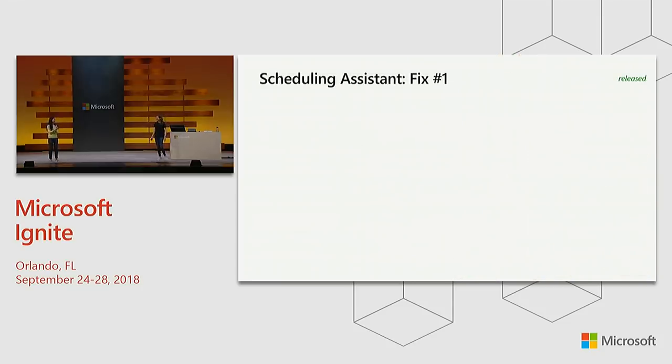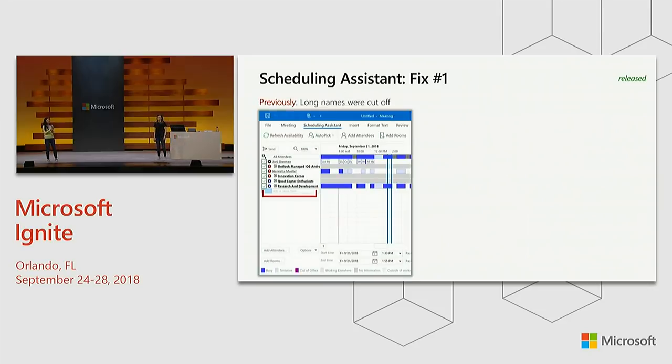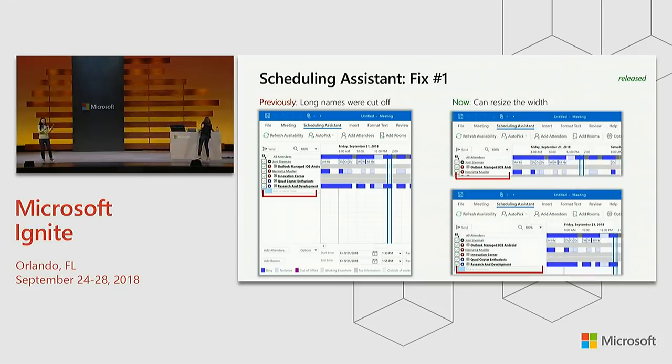Okay, so first, we have 2 fixes in Scheduling Assistant in Windows. Previously you couldn't resize that attendee column, and now you can. It was a little hard to show on the screenshot, but if you have longer attendee names or conferences, that helps. And just to call out, all of these Windows fixes are coming for both O365 and on-prem customers.